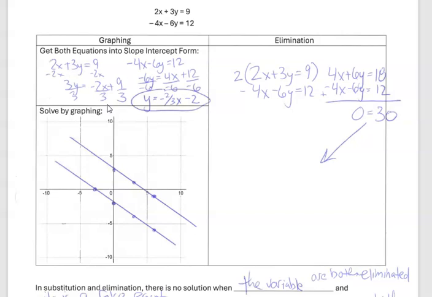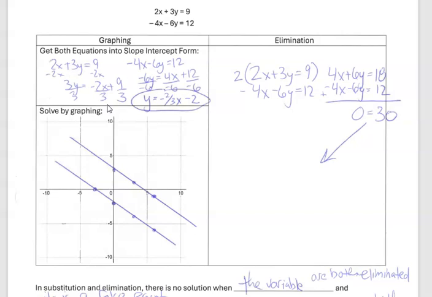Now, when we solve by elimination, I'm curious what part of solving by elimination is going to show you that there is no solution. So as you can see here, we had to multiply the top equation by 2, and you get 4x plus 6y equals 18, and then you have negative 4x minus 6y equals 12. And when you add these together to solve by elimination, something weird happens. When you eliminate your x's, the x's go away, but also the y's go away. So both the x's and the y's go away, and you end up with this equation, which is 0 equals 30. 0 equals 30 is obviously a false equation.